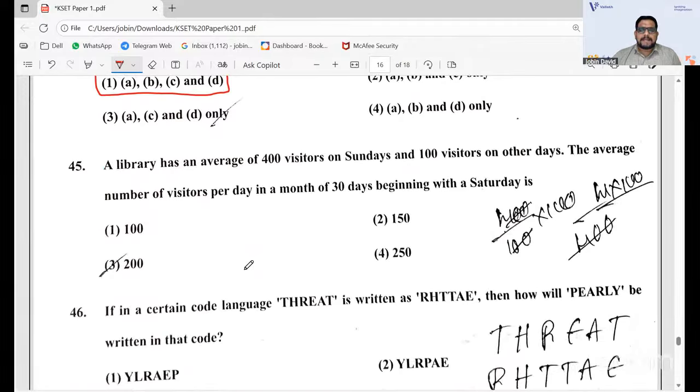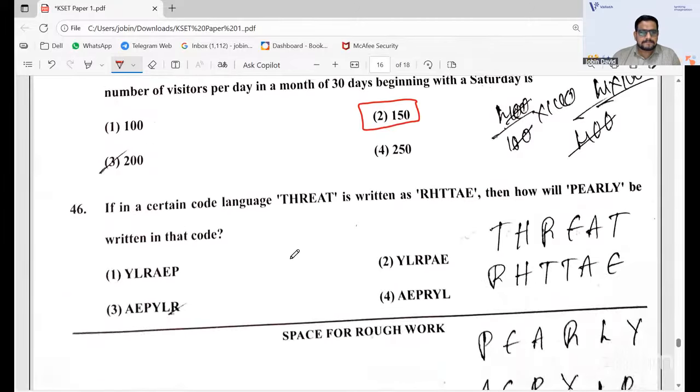And now, a library has an average of 400 visitors on Sundays and 100 visitors on other days. What is the average number of visitors per day in a month of 30 days beginning with a Saturday? So if it begins with a Saturday, you should calculate the number of Sundays. There will be 5 Sundays. And then the number of people on the 5 Sundays. Then on other days also you should calculate. Then the total number divided by 30, you will get the answer as 150. So option 2 goes with question number 45.